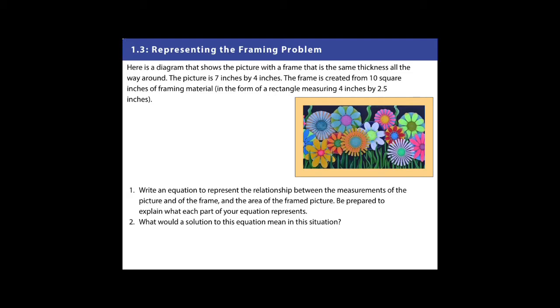But here's example 3. Here's a diagram that shows the picture with a frame that is the same thickness all the way around. The picture is 7 inches by 4 inches, and the frame is created from 10 square inches of framing material. So number 1, write an equation to represent the relationship between the measurements of the picture and of the frame and the area of the framed picture.